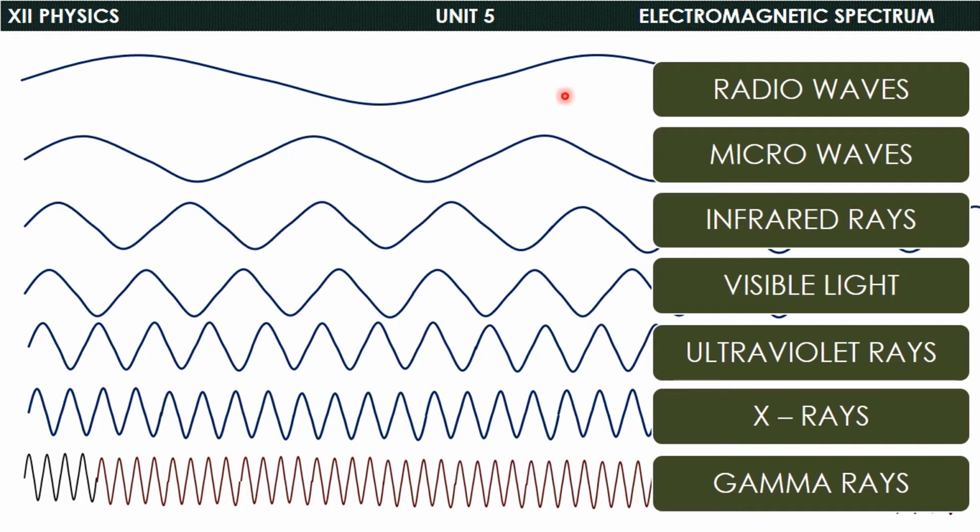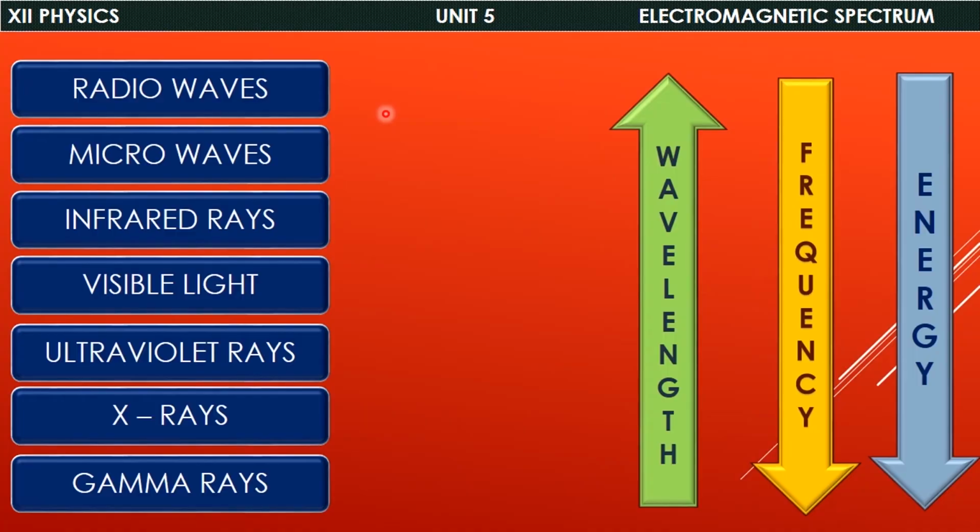The radio waves have the shortest frequency and the gamma rays have the highest frequency. And also, since the energy is directly proportional to the frequency, gamma rays have the highest energy levels. All the 7 electromagnetic waves are arranged in a certain manner.